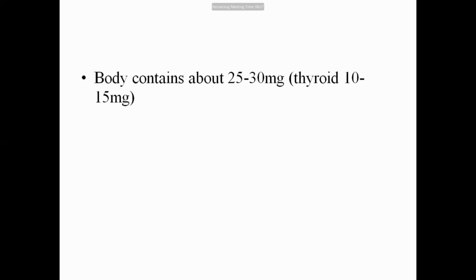So the body contains about 25 to 30 milligrams of iodine, and among that, the thyroid contains 10 to 15 milligrams. So that is the most. The thyroid is the organ where the maximum iodine is stored. So, iodine content.